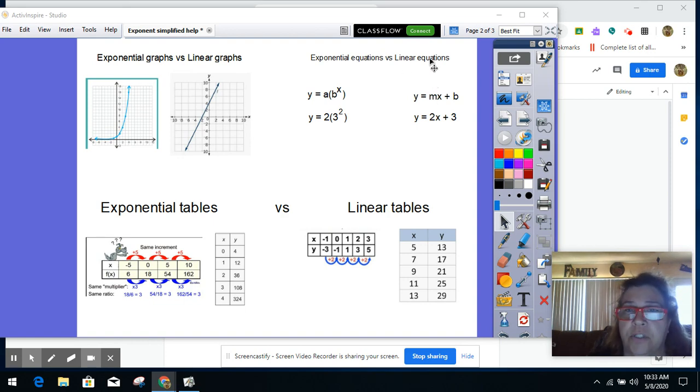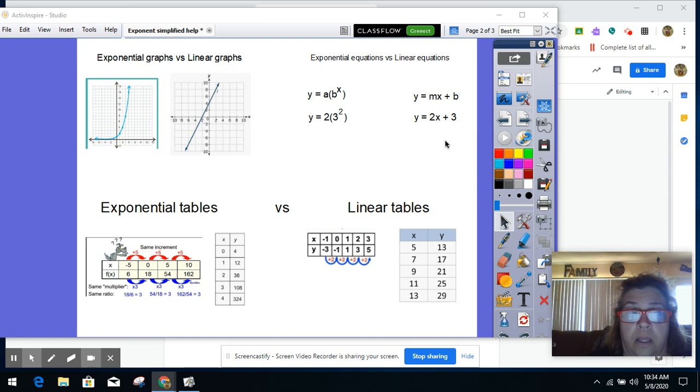Exponential equations versus linear equations. So the exponential equation is y equals a times b to the power of x. So it would look like this. It would have an exponent. Obviously, an exponential equation has an exponent. And a linear one, the linear equation is y equals mx plus b, or it would look like this, where 2 replaces your m, which is your slope, and b is your y-intercept or initial value, and in this case, 3.